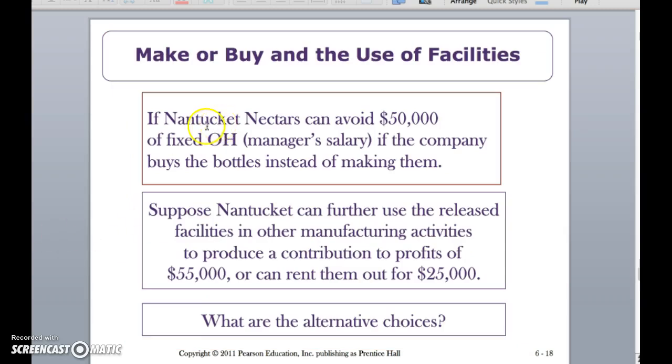Okay, let's continue this example. If the company can avoid $50,000 of fixed overhead, that is the manager's salary, in the case if the company buys instead of making the bottles. Suppose the company can further use the released facility on other manufacturing activities to produce a contribution to profit of $50,000, or can rent them out for $25,000. What are the alternative choices?